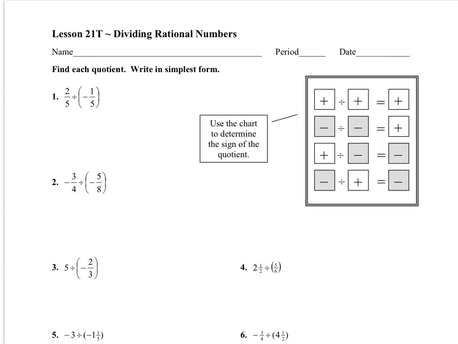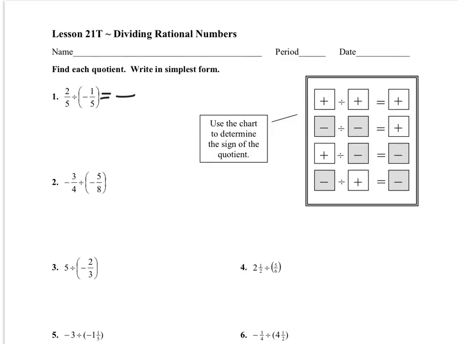So it says find the quotient and write in simplest form. Some of this is going to be review from last year, so it's going to blaze through pretty fast. Number one, we have 2/5 divided by negative 1/5. So we have a positive divided by a negative. What's my answer going to be? Look at that chart over there off to the right, and let's see. Positive divided by negative is a negative answer.